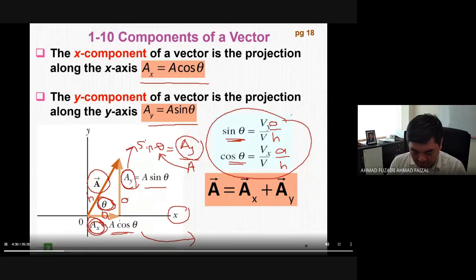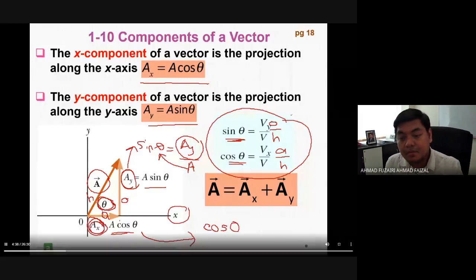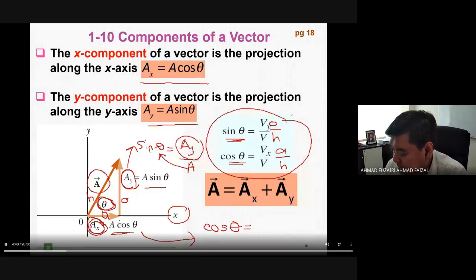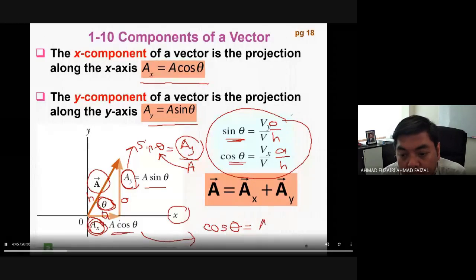So AX is in line with the adjacent, right? The adjacent, of course, should be cos theta. Cos theta is equal to adjacent over hypotenuse. So your adjacent should be your AX and your hypotenuse should be your vector A. So if you want to find AX, you bring it to this side, and it becomes A cos theta.